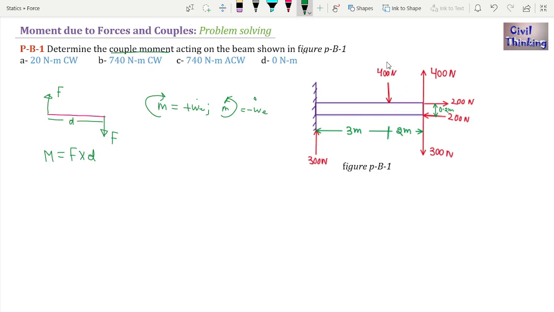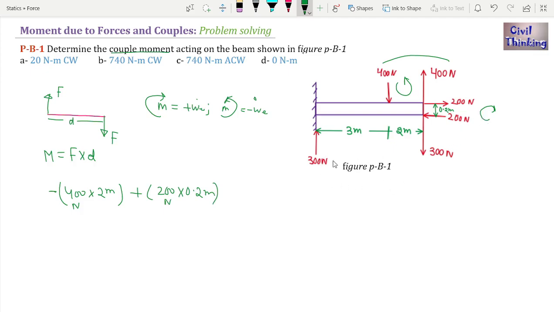Now moment due to this 400 and 400 will be what? 400 Newton multiplied by the distance between the forces, which is 2 meters, because moment is force multiplied by distance between them. Now they will exert moment like this, which is anti-clockwise, so it is negative. Now let's find moment due to this 200 and 200. Now they will exert moment like this, clockwise, so it is positive. It is 200 Newton multiplied by 0.2 meter.